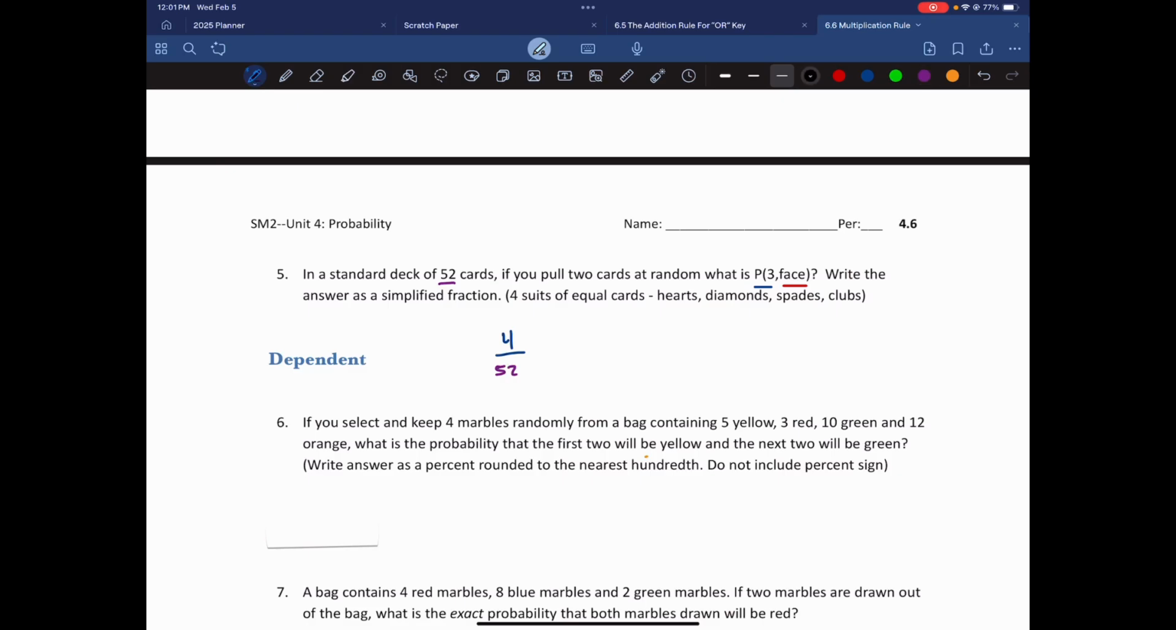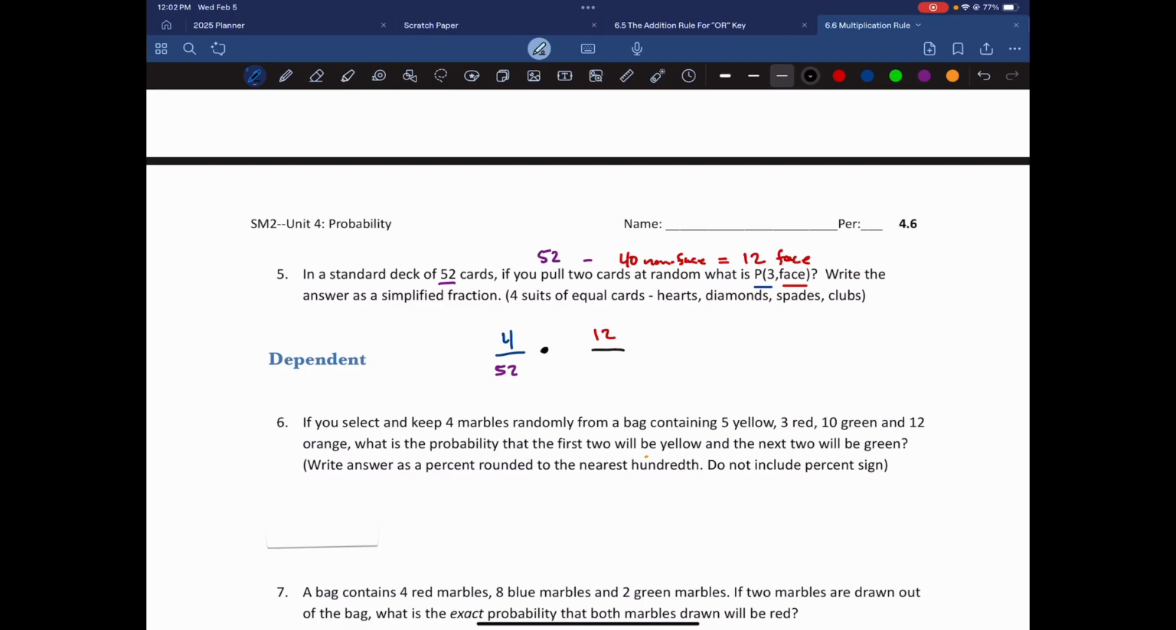I'm in an AND probability, so I'm going to multiply. Now I need to find the probability of pulling a face card. Well, if you remember on example 1, we said that there was a total of 40 non-face cards. So if I take my total of 52 and subtract those 40 non-face cards, I have 12 face cards, right? So I'm going to use 12 as my top number here.